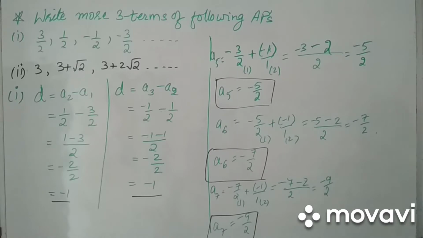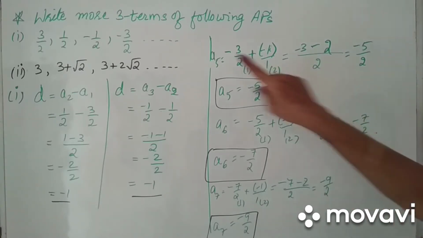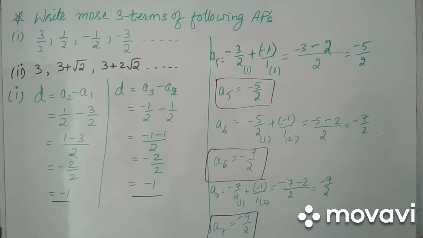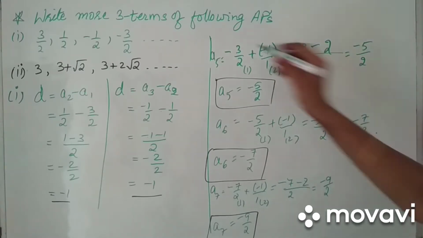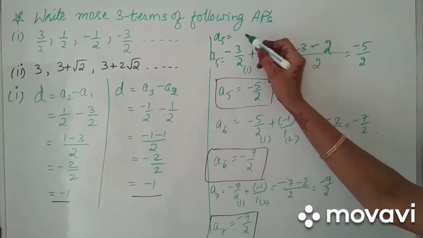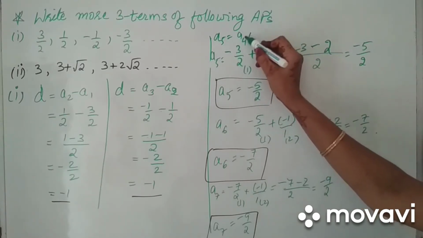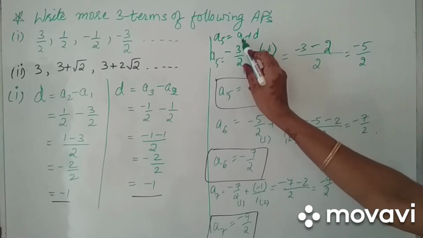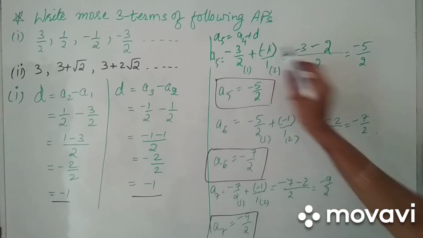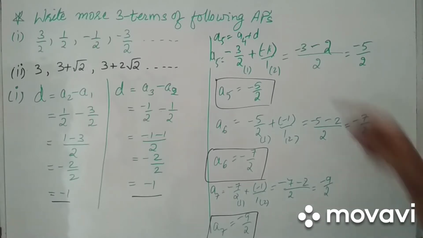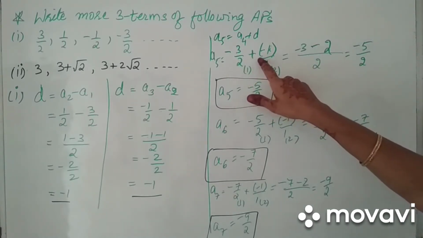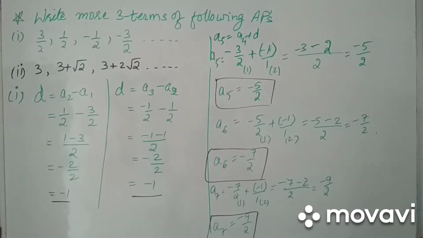Now to find a5, the fifth term of the given AP, we will add the difference to the fourth term. So how will we do it? a5 is equal to a4 plus d. It means a4, minus 3 upon 2, plus minus 1. As there is no denominator, we will write it as minus 1.